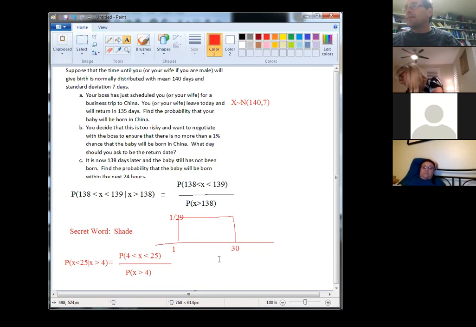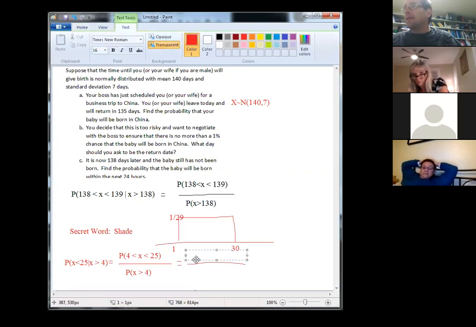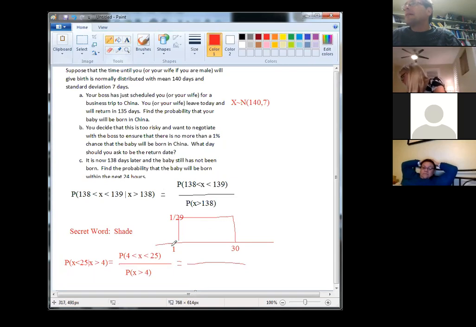Okay. Any questions on that? Yes, the probability of greater than 4, yes. That's what I was doing. Okay, so then you go equal. And now you work it out. Well, the probability that x is between 4 and 25. Let me draw the picture. That will be the area of that shaded region. Is that clear? Okay.